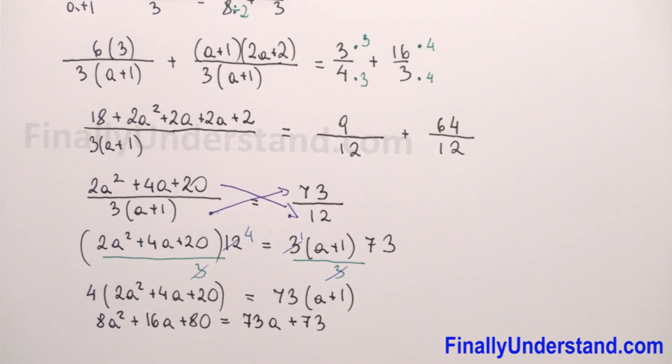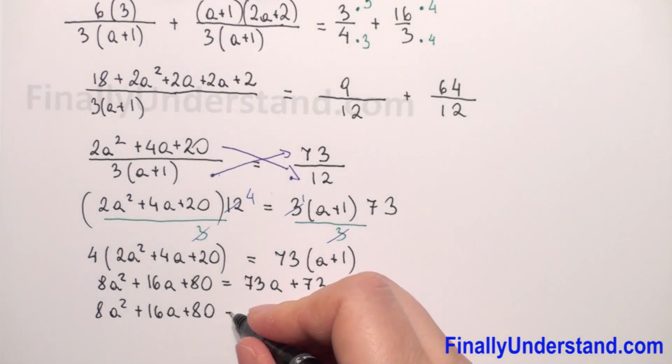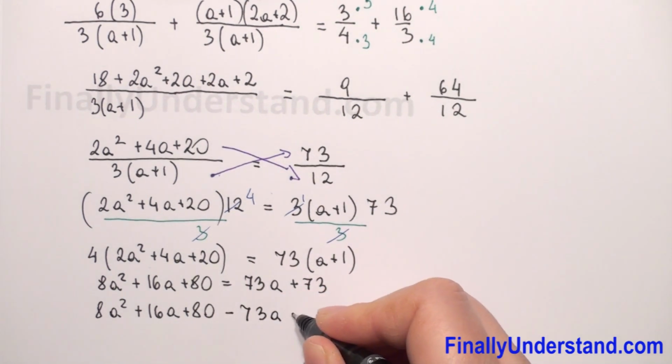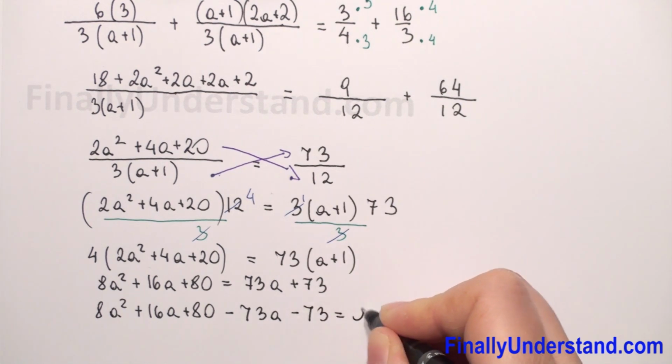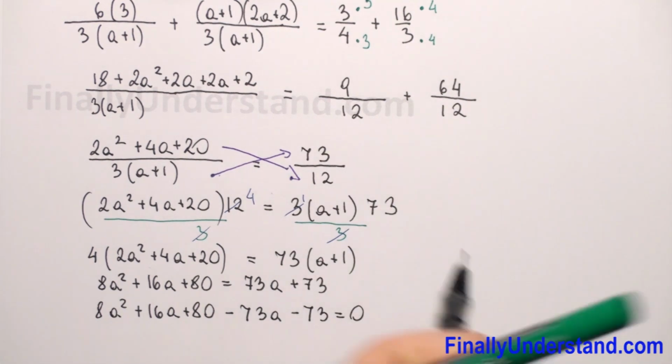Next, I will move our expressions to the left side. Because we have a square, so we will have quadratic equations. So we move everything to the left and we combine the like terms. So we have 8a squared plus 16a plus 80. And when we move to the other side, positive expressions, so we will have now negative 73a and negative 73. This is equal 0. So we combine the like terms.